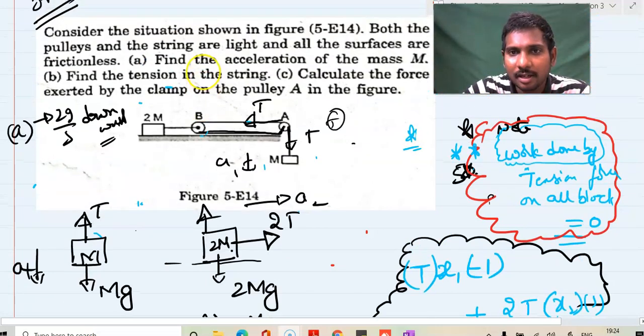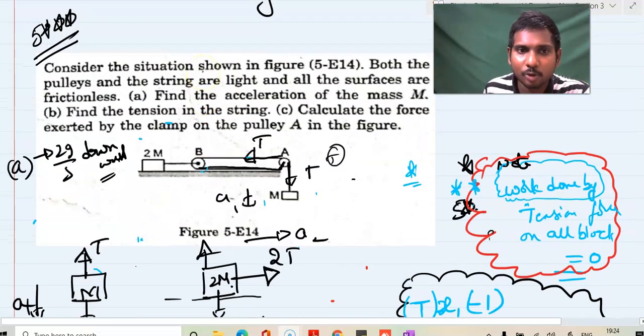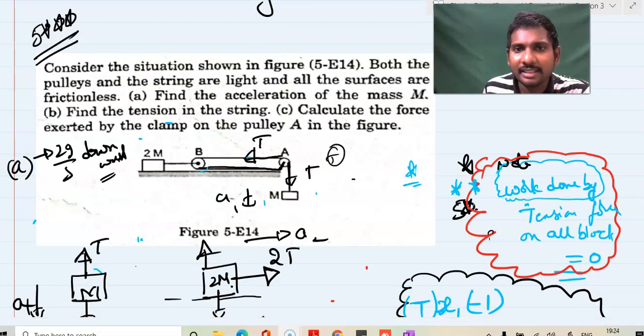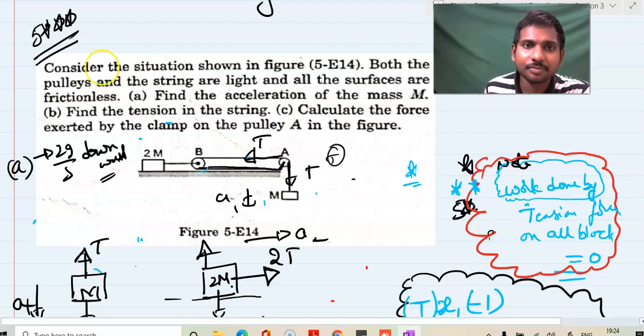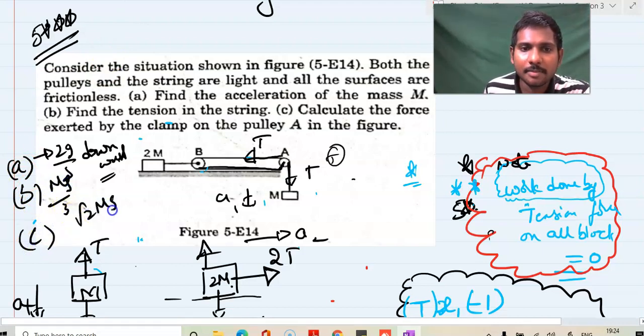You can revise this. The answers are 2g by 3 downwards for A. Find the tension in the string is mg by 3, and the force exerted by the clamp on the pulley is root 2T, that is root 2 mg by 3. B is mg by 3. C option is root 2 mg by 3. This is a quality question.